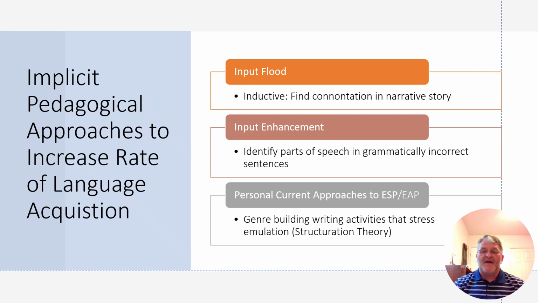And within my approaches to English for academic purposes, I have worked a lot on genre-building writing activities that stress emulation, as I indicated previously in my presentation, where I have provided students with examples of well-constructed 5-sentence paragraphs and also alluded to 5-paragraph argumentative essays in order to give students an understanding of the rules of the game and to provide them with structure for composing competent, clear, and powerful essays that will be helpful for high school completion.